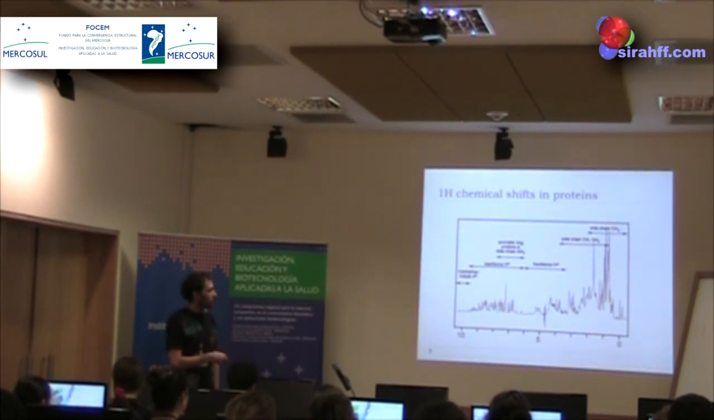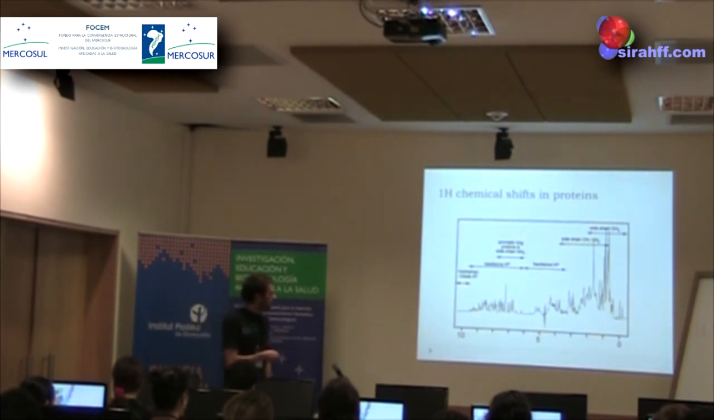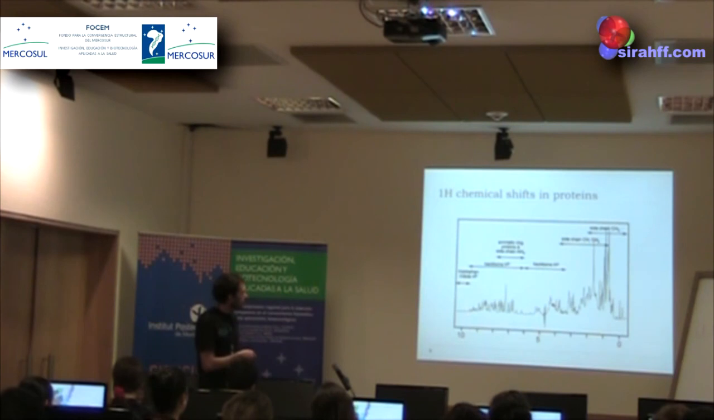H alpha will be between 3 and 6 ppm. You will find around 7 ppm the aromatic side chains. The backbone HN, which are really important and we'll go back to later, are between 6 and 10 ppm. And you will find the tryptophan indole around 10 ppm. They are quite well separated.